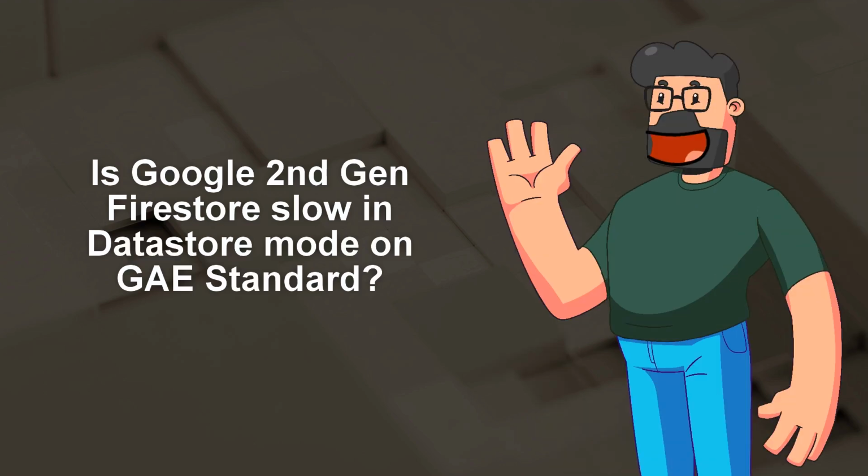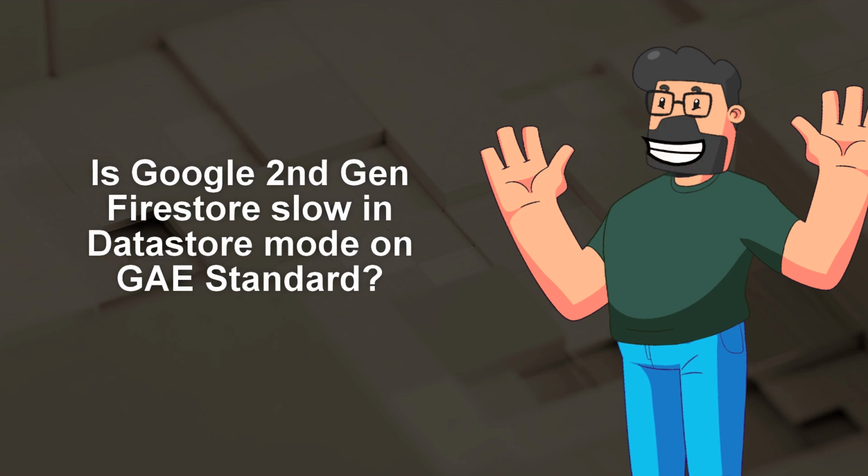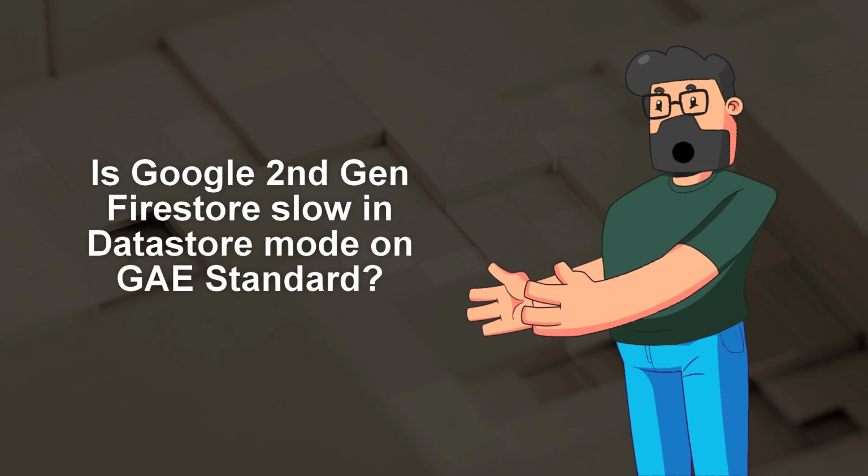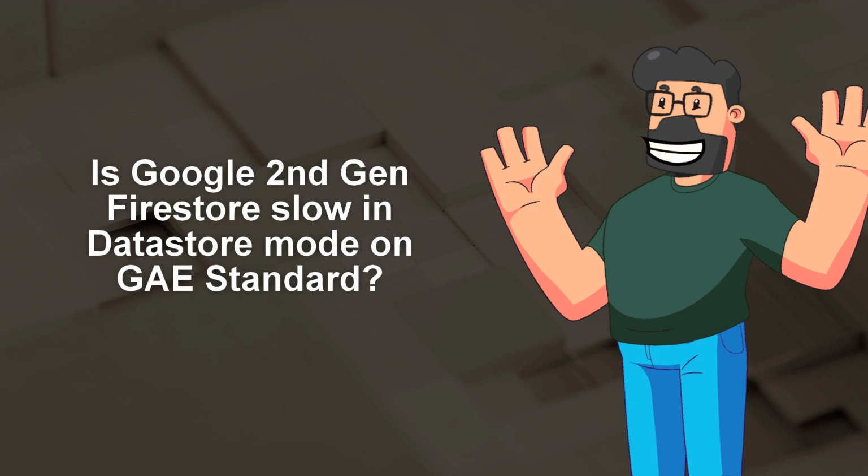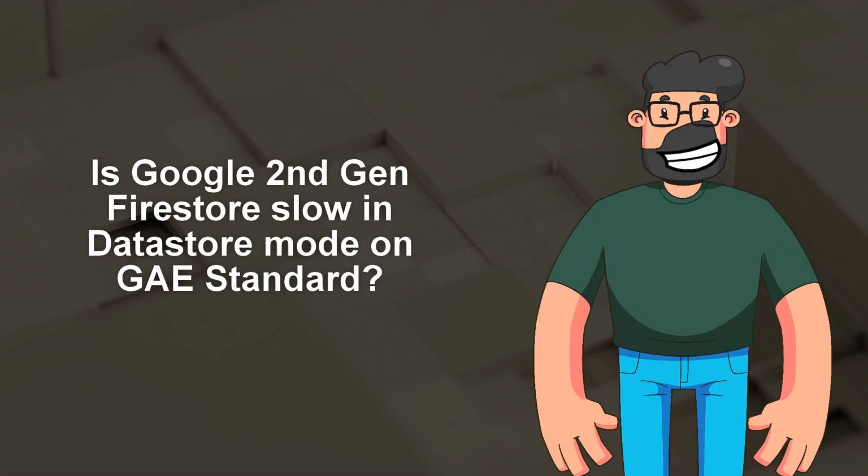You just upgraded your app from Google Datastore to Google Firestore in Datastore mode, and all of a sudden, your DB queries went from a speedy 200 milliseconds to a sluggish 2 seconds. Big problem, right? You're scratching your head trying to figure out what went wrong.